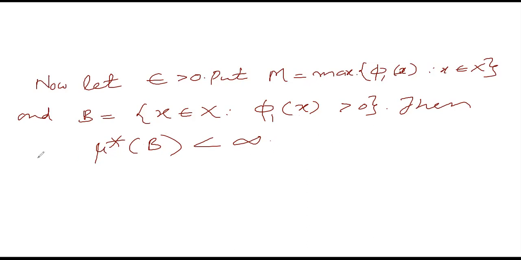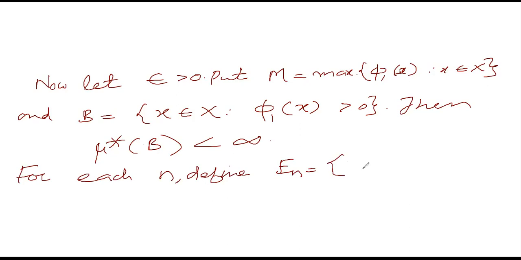Now for each n, let's define E_n, which is equal to the set of x belonging to X such that phi n of x is greater or equal to epsilon. Say E_1 means phi 1 of x is greater or equal to epsilon, E_2 means phi 2 of x is greater or equal to epsilon. Then the measure of the set E_1 is obviously finite.